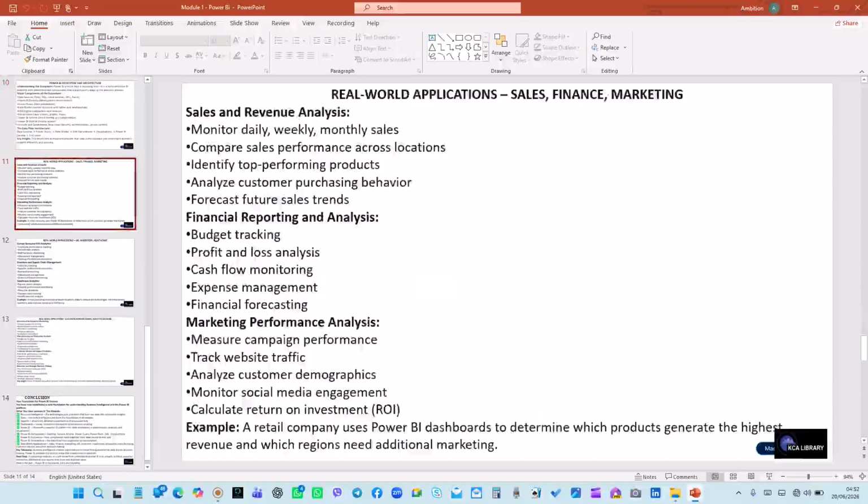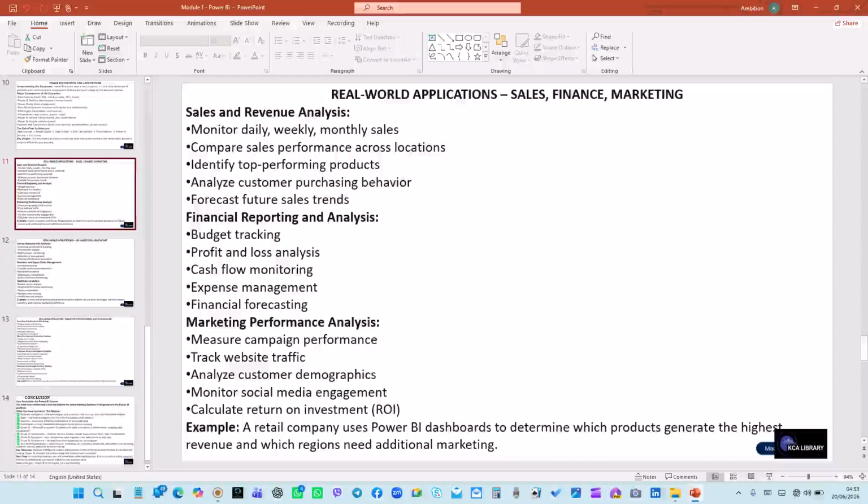Now let us look at the real world applications. Power BI can be applied in sales, finance, and marketing. In sales, it can be used to monitor daily, weekly, and monthly sales. It can be used to compare sales performances. It can be used to identify top performing products, analyze customer purchasing behavior, and forecast future sales trends.